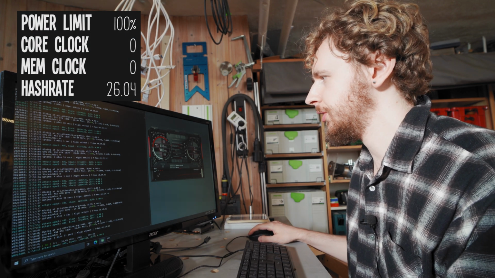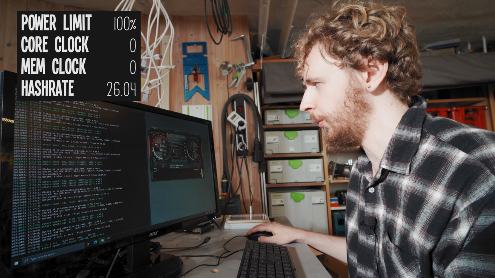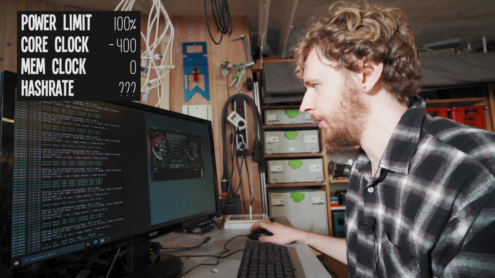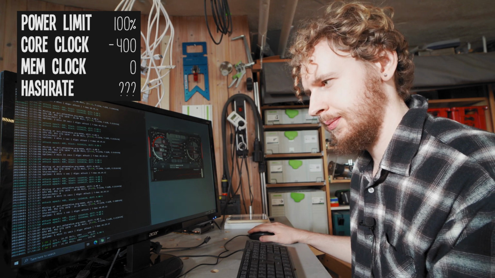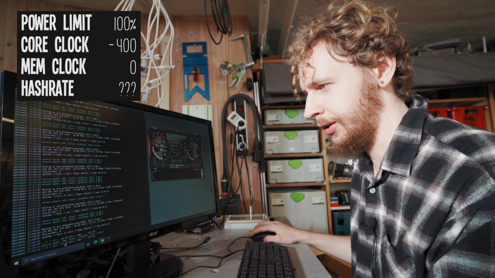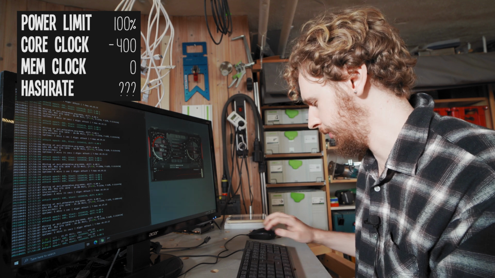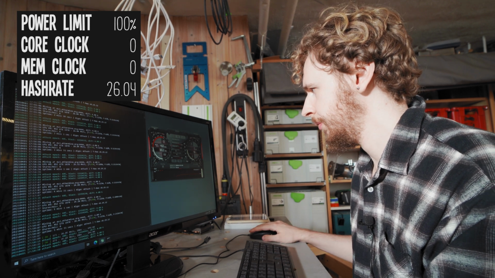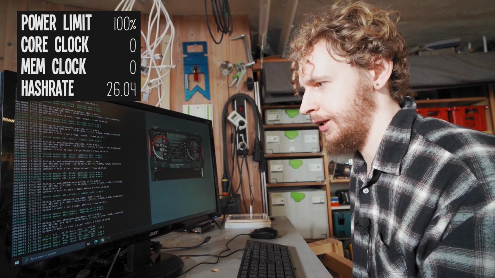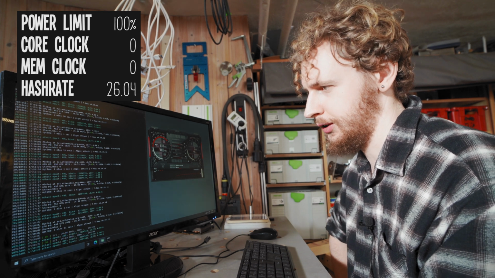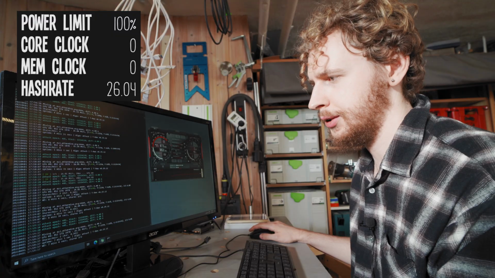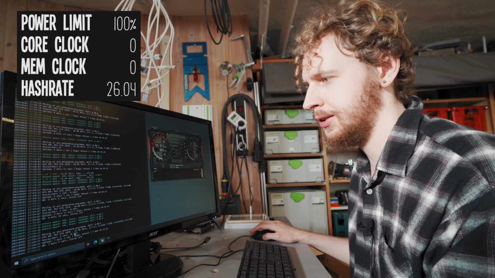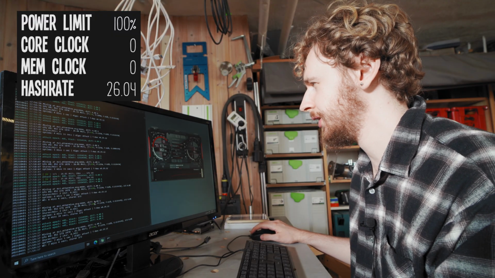So I'm just gonna do this exact same thing for the core clock now. So I'm gonna pull that all the way down to -400 and just see what happens. All right, and I can tell we're already starting to lose hash power. So I'm gonna put that back to zero, apply that, and then just let it settle back again at 26.04-ish mega hash. All right, so we are basically back to 26 mega hash a second again.